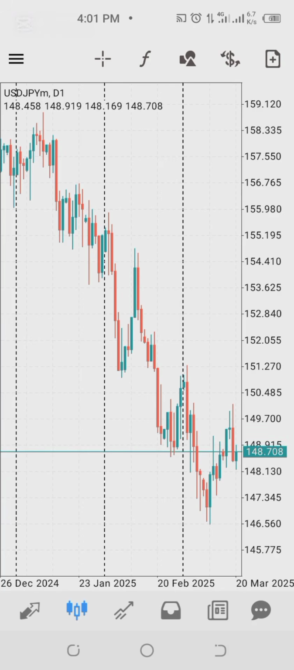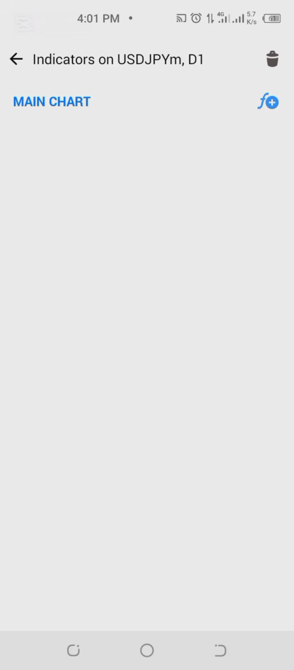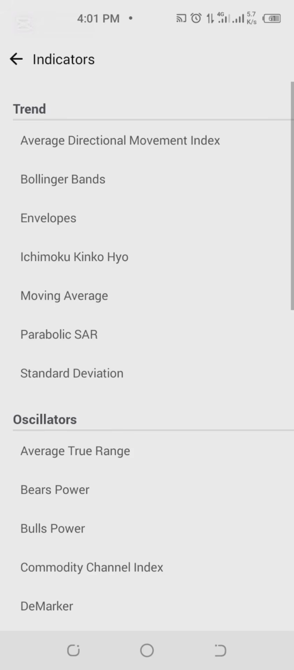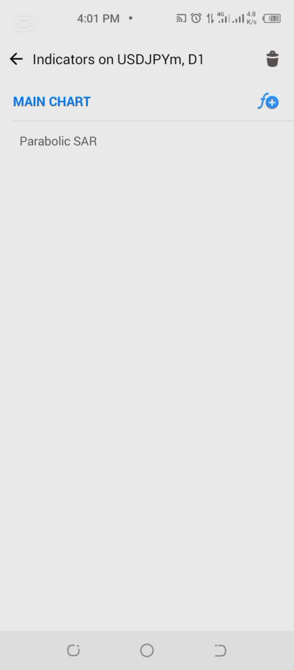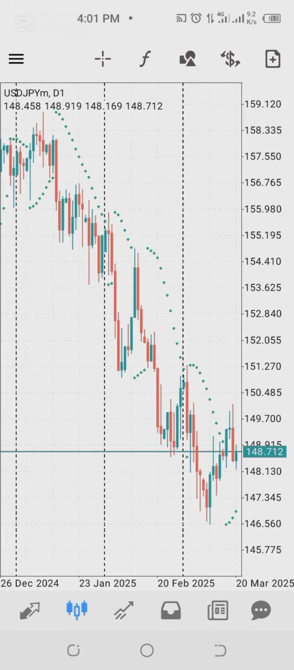Without further ado, let's get straight into today's strategy. Today we're going to be making use of indicators like the Parabolic SAR. So let's add it to our chart. Parabolic SAR. Yep. We're going to be making use of step 0.02, maximum 0.2, style I'm using 2 pixel, and I'm using a green color. So I click on done, and you can see the different dots imprinted on the screen. That is what we call the Parabolic SAR.